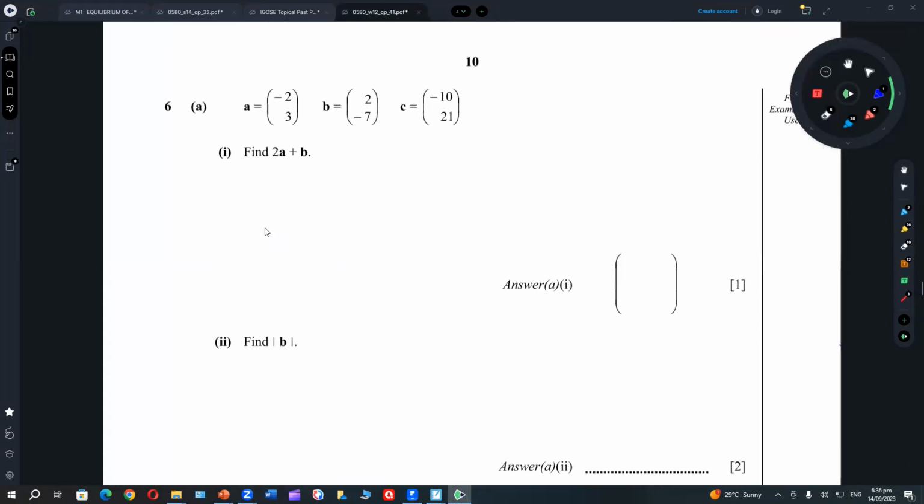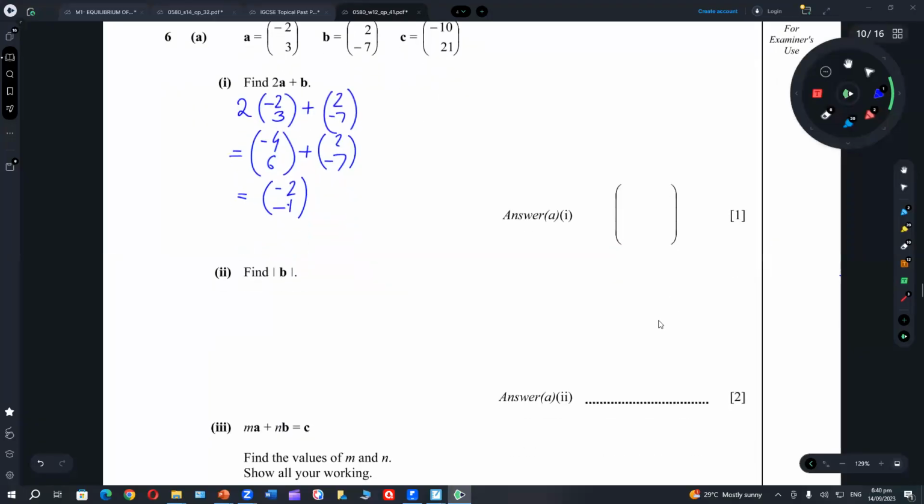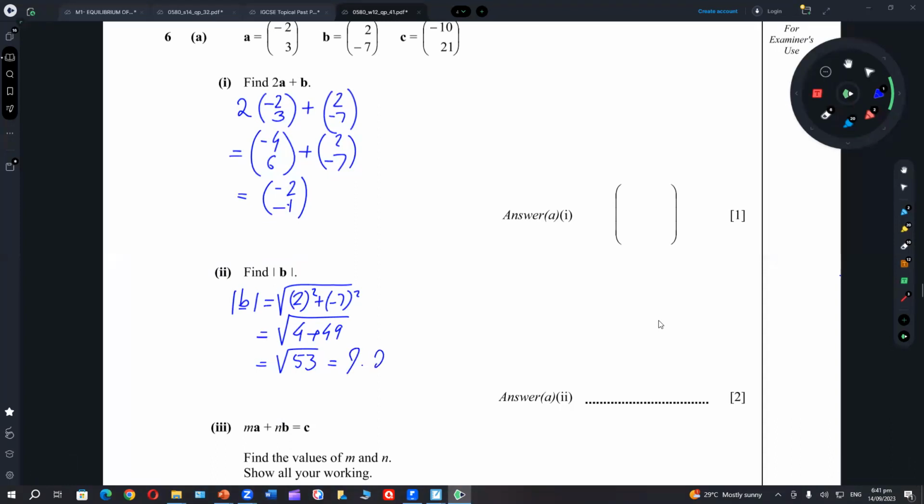Now, this is an easy question and you should try it. Let's try it. I'm just coming. Try this question. For the second, I got 7.28.